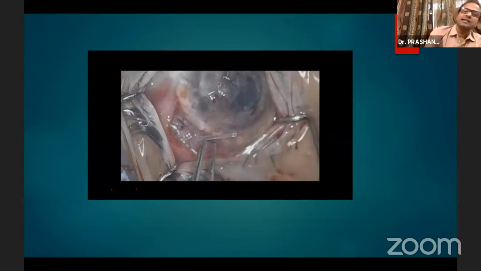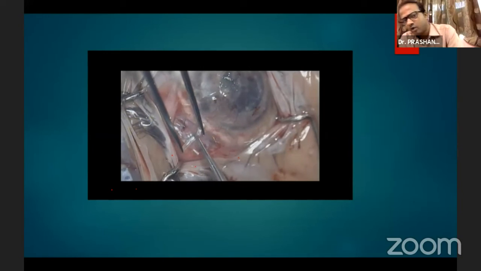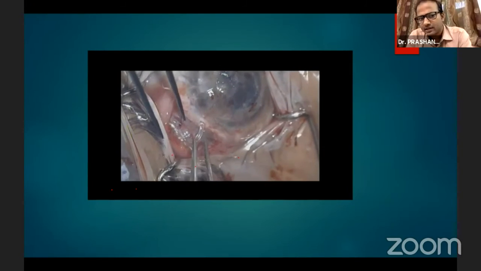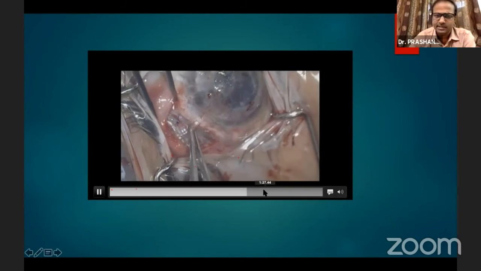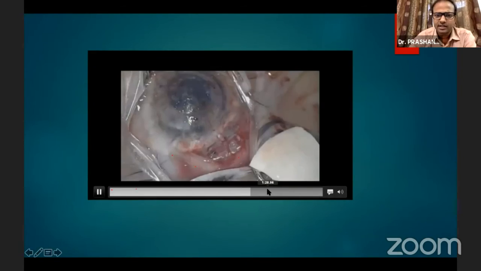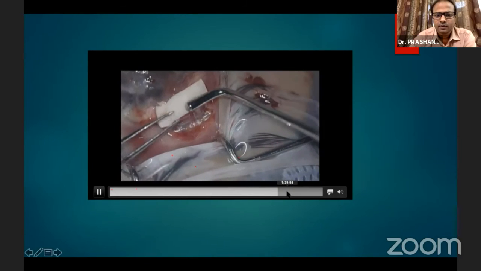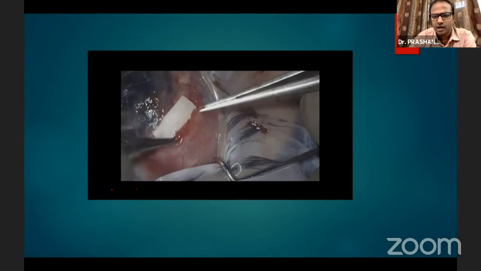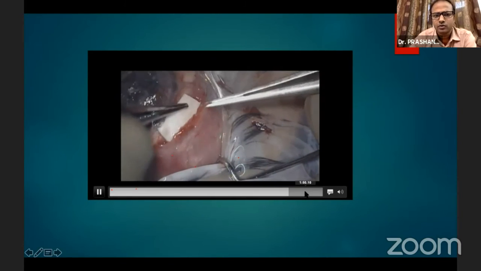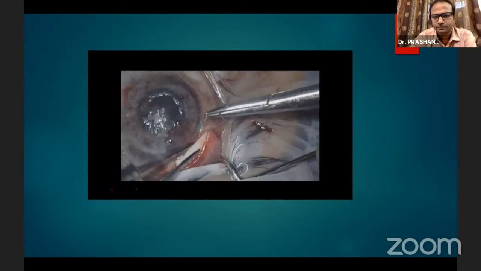If you are inserting in the pars plana, you have to put the tube a little longer because there are chances of blockage of the tube with the vitreous. So this is how the tube was introduced in the pars plana. And then the rest of the steps were the same as before. The graft was covered with the scleral patch. But here again, we could not suture the graft, so we used acrylic glue to fix the conjunctiva over the graft.